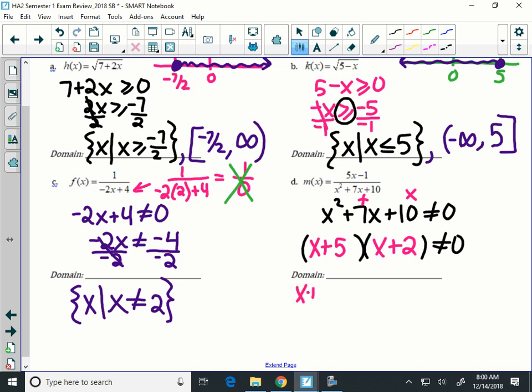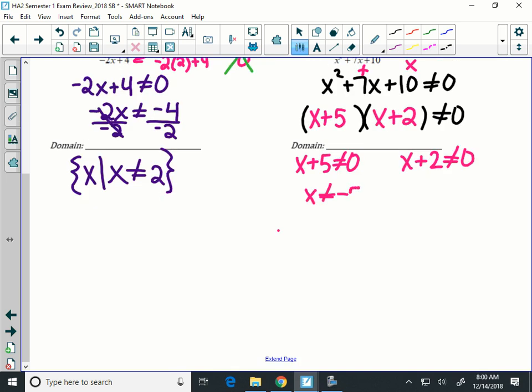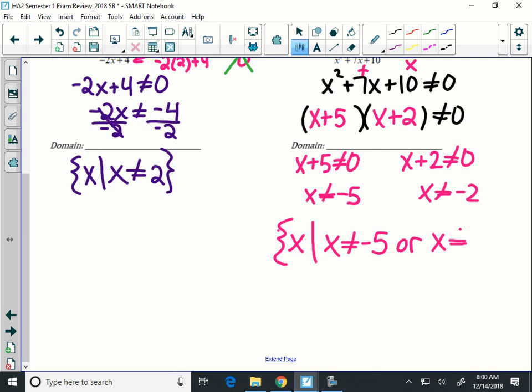So I have x plus 5, x plus 2 is my factored form not equal to 0. And then you have to set each one of these factors individually not equal to 0. When you solve those, you would get that x cannot be negative 5 or x cannot be negative 2. Either one. You can't have one of those or the other one. So when you write your set notation here, you want to say you can have any x such that x cannot be equal to negative 5 or it cannot be equal to negative 2. Either one of those x values would give you a denominator that's equal to 0.